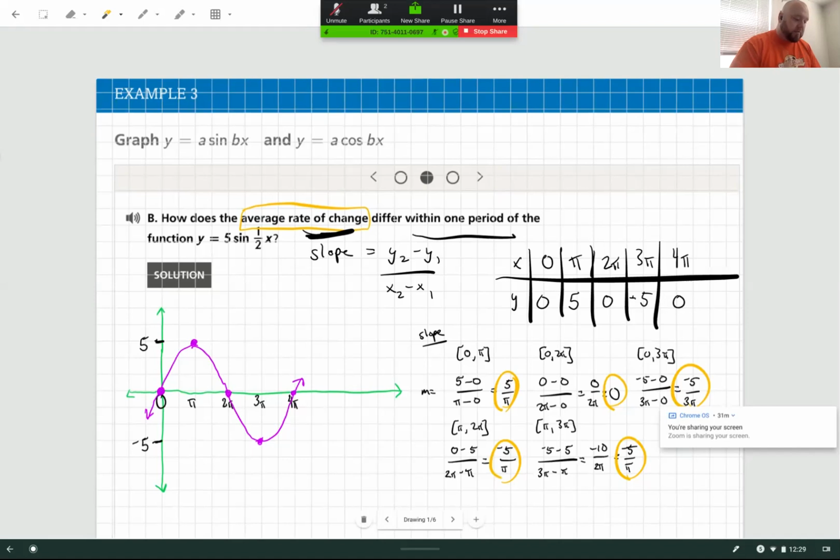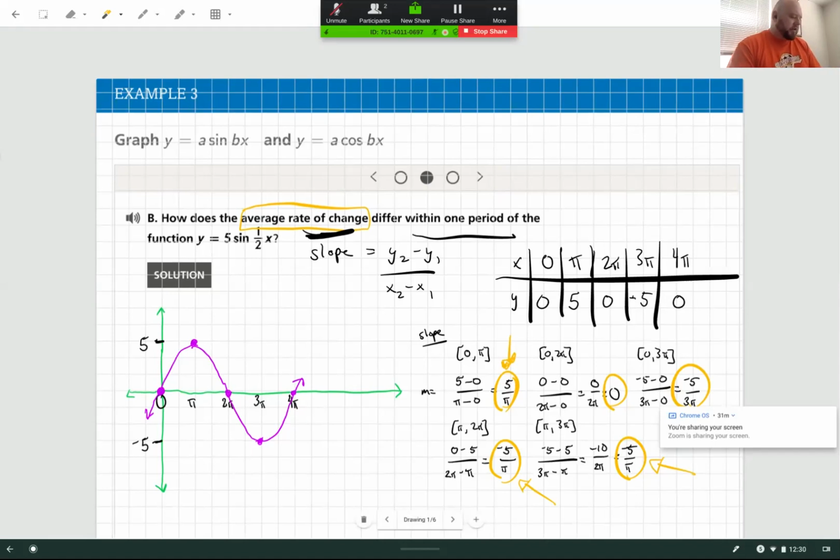We want to figure out what's the biggest slope that we have here. The biggest one's got to be positive. I only see one positive one, and that's this one, 5 over pi. My biggest negative one is -5 over pi. So this one or this one, because they're the same thing.